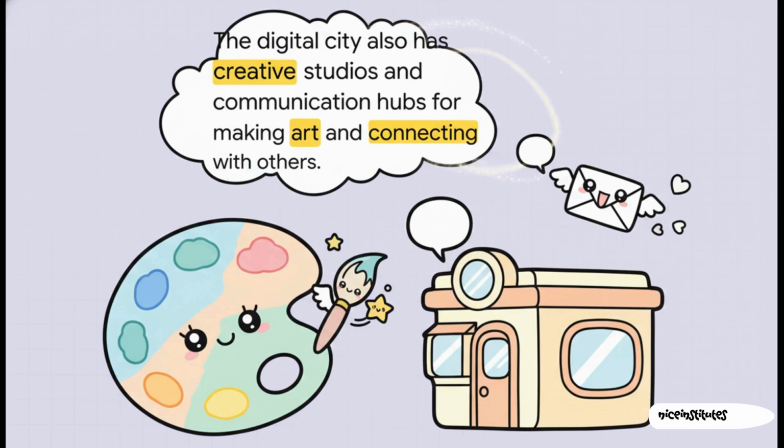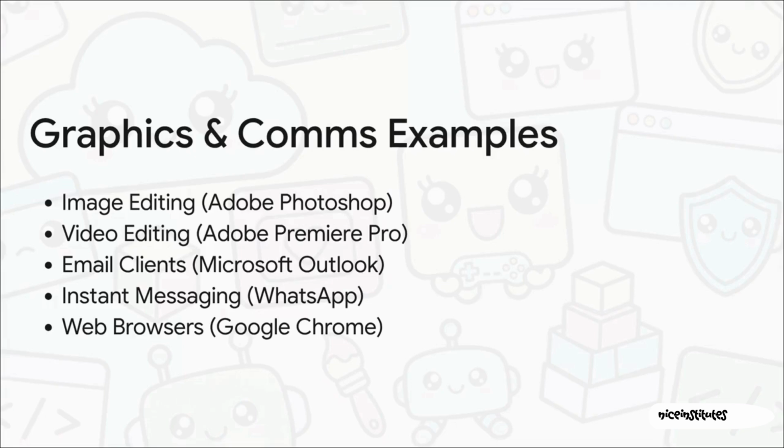But hey, it's not all work and no play in this city, right? Our digital city also has these amazing, thriving creative studios and communication hubs. This is where we go to make art and, of course, connect with each other. And this is where you'll find the heavy hitters, like image editors like Photoshop, video tools like Premiere Pro, and the city's post offices, email clients like Outlook. And of course you have the bustling cafes of instant messaging, like WhatsApp, and the massive superhighways of web browsers like Chrome and Safari that let us travel literally anywhere online.